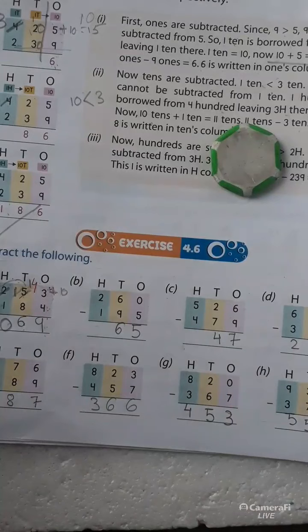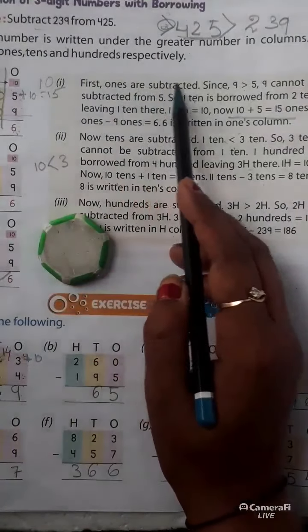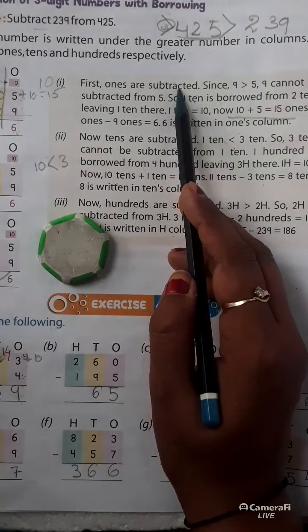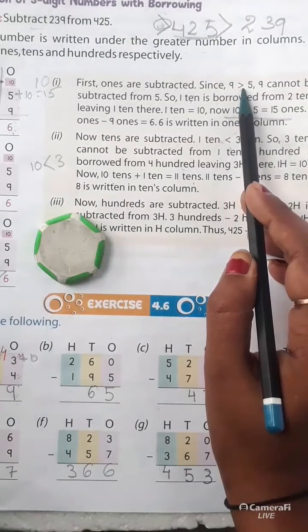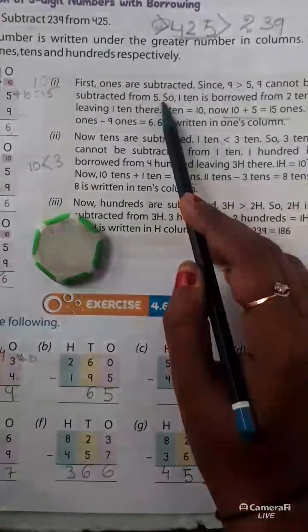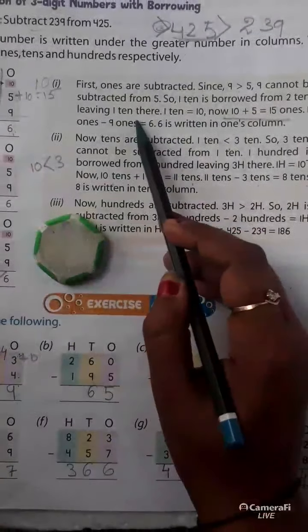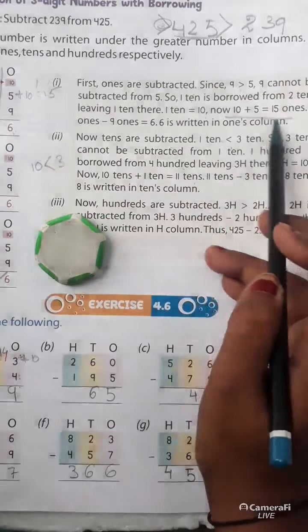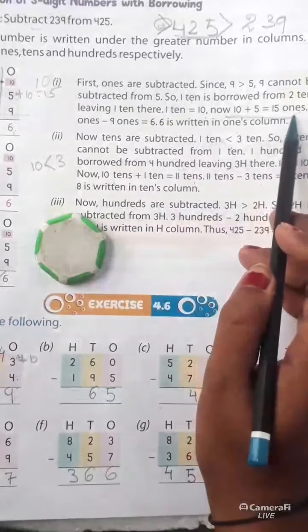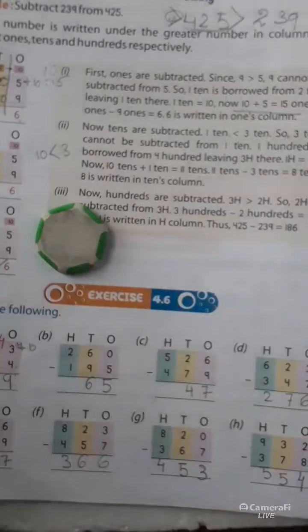Now coming to the next, if you have any sorts of problem, you just read this out. First we will subtract the ones place number. Since 9 is greater than 5, 9 cannot be subtracted from 5. So 10 is borrowed from 2 tens, leaving 1 ten there. So now 10 plus 5 is 15. So 15 ones minus 9 ones is 6. 6 is written. You see 6 is written already.